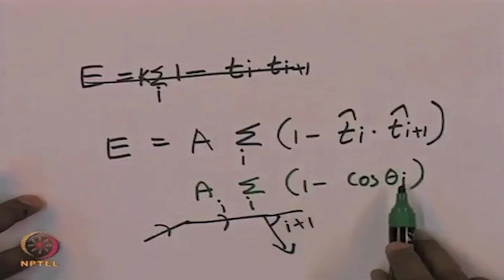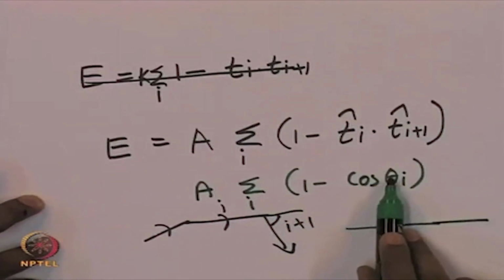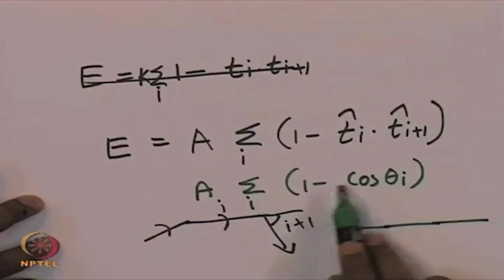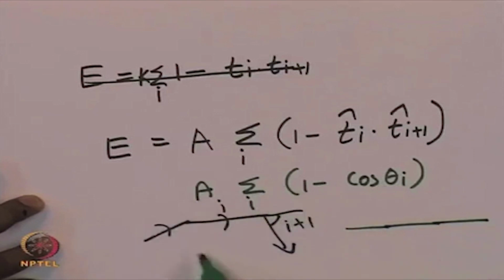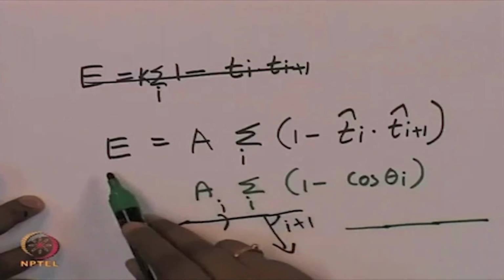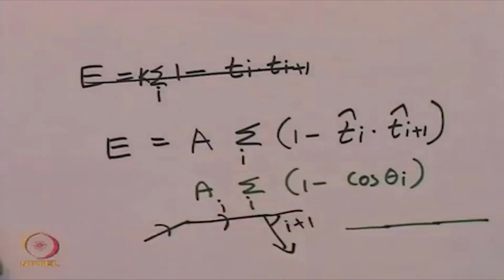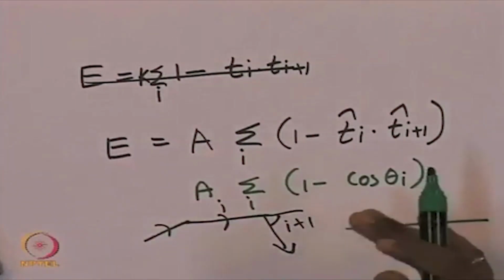If everything is straight, cos theta will be 1, and 1 minus 1 will be 0. So, the bending energy will be 0. If the filament is straight, the bending energy will be 0. If the filament is bent, there will be some angle, so the bending energy will have some particular value. So, this is the bending energy of a DNA according to the worm like chain model.